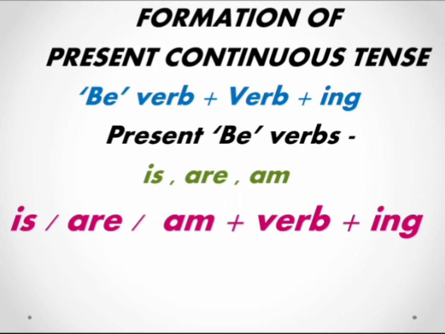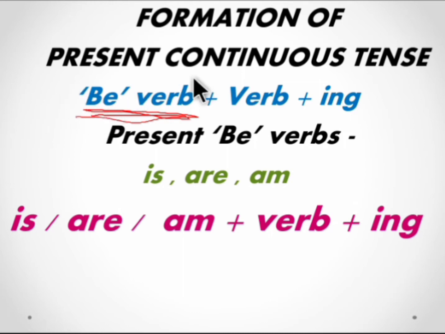Now first, before that, let us see how the formation of present continuous tense is. The formation of present continuous tense is be verb plus ing. So we use a be form of verb. That is very important in the continuous tense. I playing is a meaningless sentence. It should be either I am playing or I was playing or I will be playing. Without the be form of verb, the ing form of verb will give no sense.